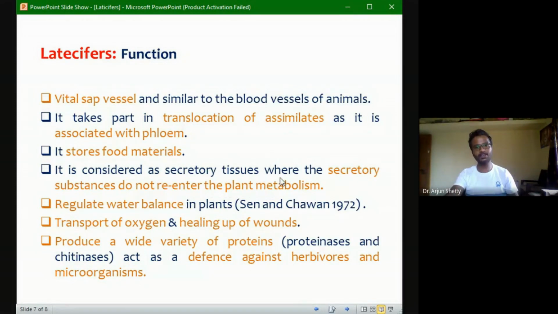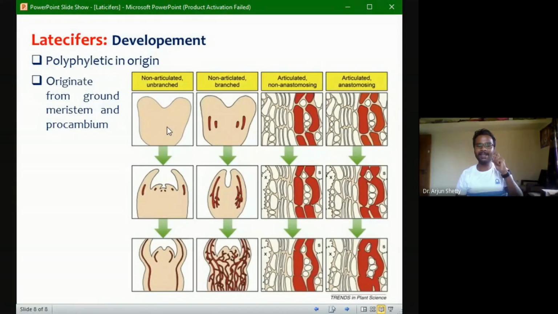So this is the function, but there are many possible origins or developments of laticifers, in different manners or patterns. There is no clear-cut pattern or particular initiation by which the laticifers are formed. Hence, it is not yet clearly understood how they are formed, but the scientific community holds the opinion that they are polyphyletic in origin.